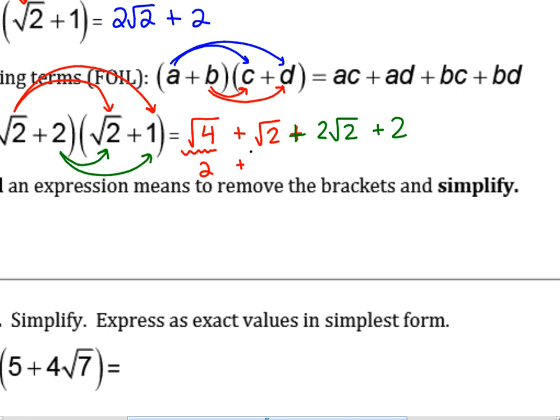Add root 2 and 2 root 2. What's the coefficient of root 2 if you don't see it? 1. So what does that add to? So we have 3 root 2's. And then we also have the 2 on the end. So this simplifies to 4 plus 3 root 2.